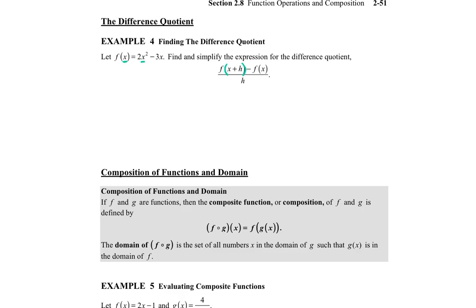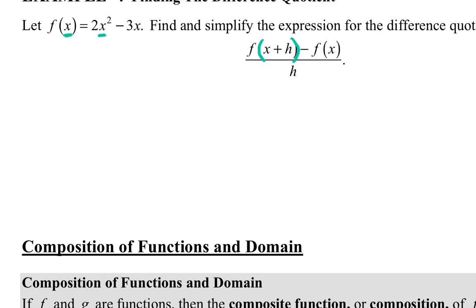It looks really weird. But before we start, I want to go over a rule that if you've just come out of Algebra 2, you may be a little more familiar. If you have not just come out of Algebra 2 and it's been a minute, then let this be a reminder. So what we're going to do is replace this x with x plus h. So we've got 2 times x plus h squared minus 3 times x plus h. That takes care of this.